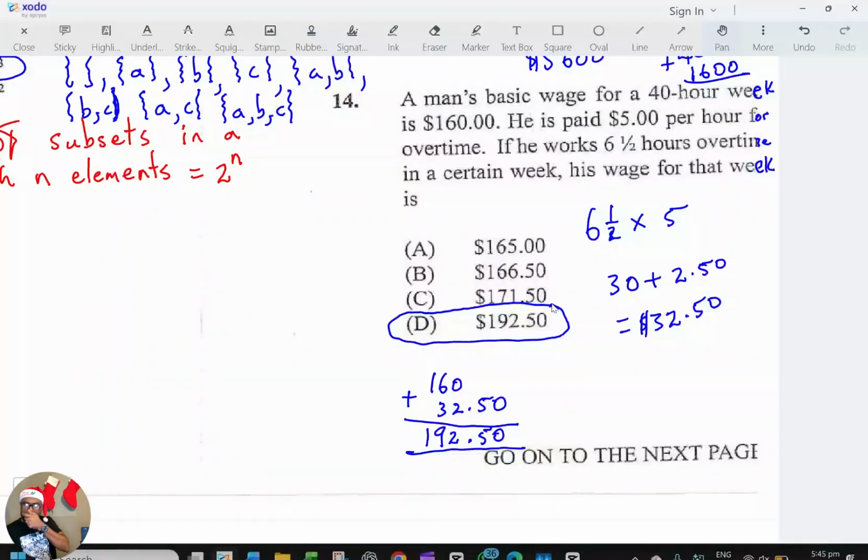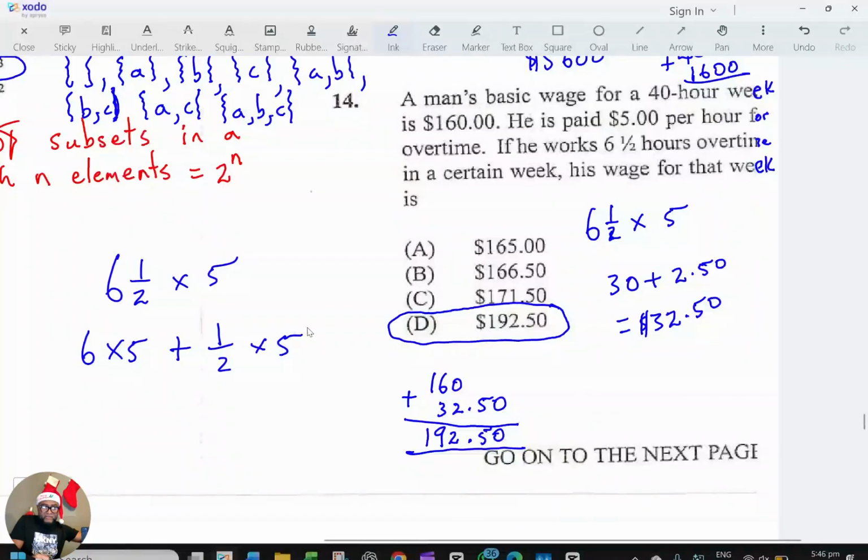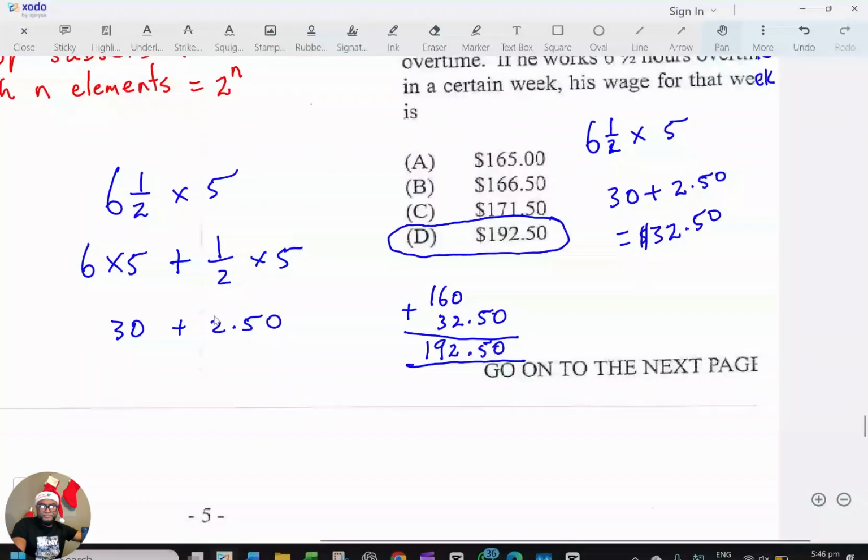How's it looking? For those who don't understand how I get that 32.50, what I did, if you have 6.5 multiplied by 5, a hack is you multiply 6 by 5, and you also multiply the half by the 5, right? A half of 5 is 2.50. 6 multiplied by 5 is 30. So that's where I get the 30 plus the 2.50 from, right? Okay? So we're moving down.